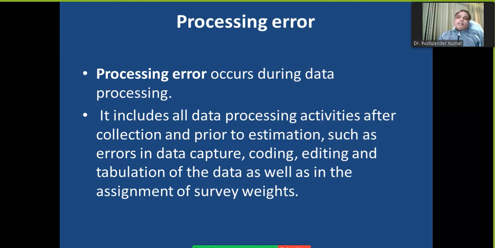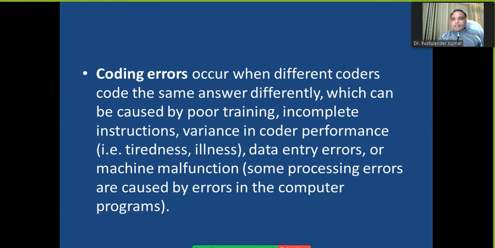And whatever tabulation or cross tabulation you have, you need to describe it, and with the help of that you can minimize this processing error. The coding error occurs when different coders code the same answer differently, right?